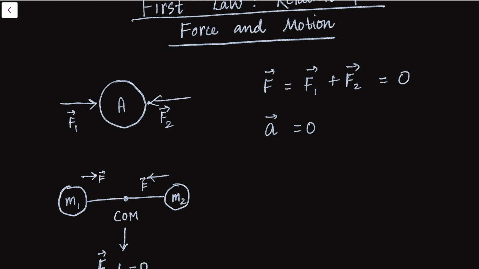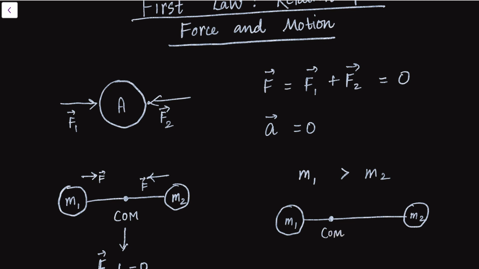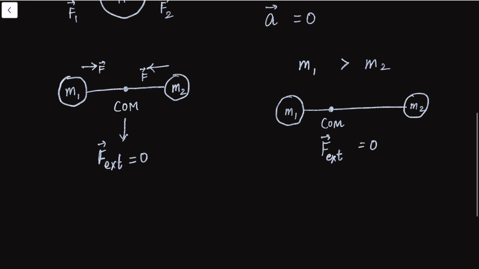Now imagine what will happen if m1 is greater than m2. Let's say this is m1, this is m2, this is the line of force. In this case, the center of mass will shift towards m1 and still the external force will be equal to 0. And we can say that the center of mass is at rest.